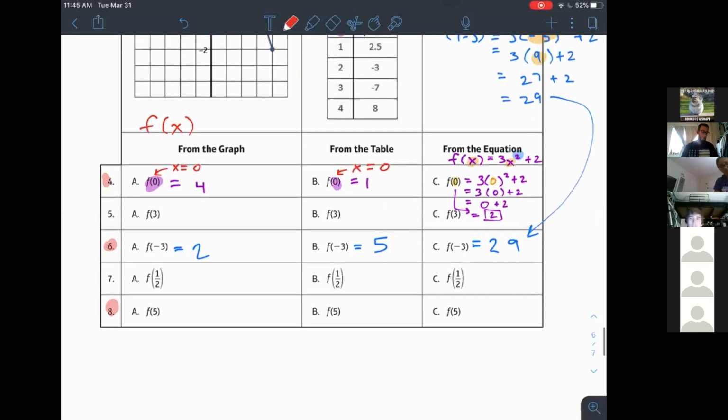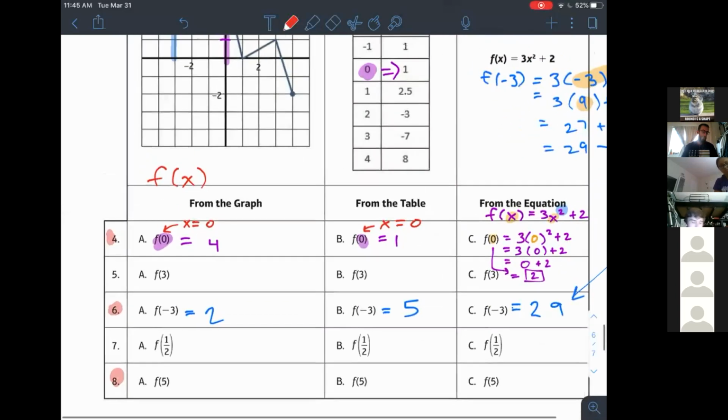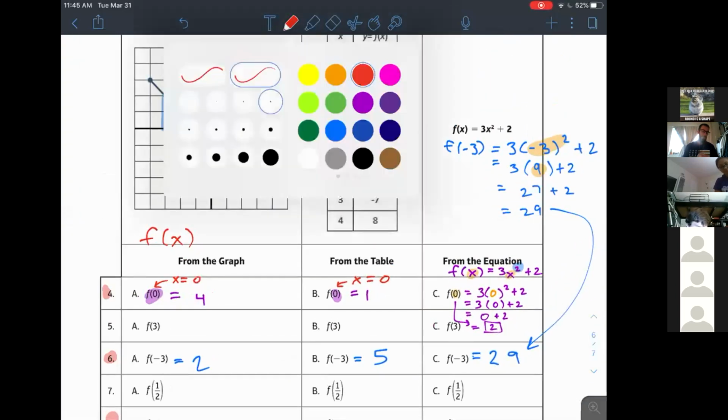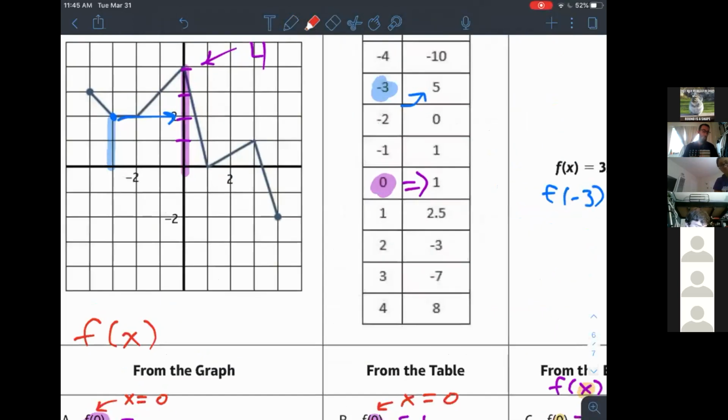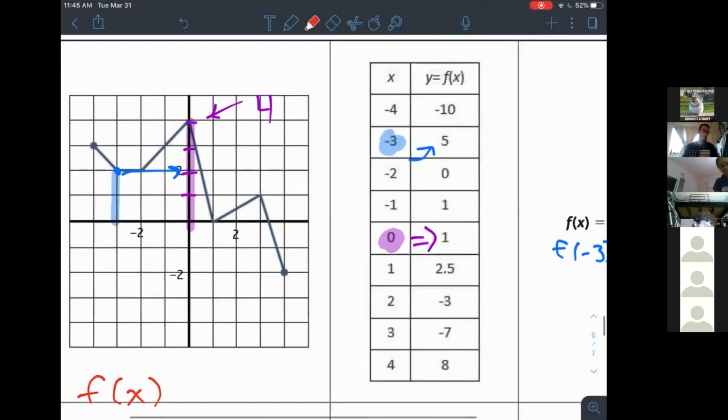All right. Number 8, f of 5. So again, this is where x is 5. Cruising over here quick. We'll do this together so we can get some time for questions. When x is 5, I go over to where x is 5. 1, 2, 3, 4, 5. Yep, that's 5. So where does this graph exist when x is 5?